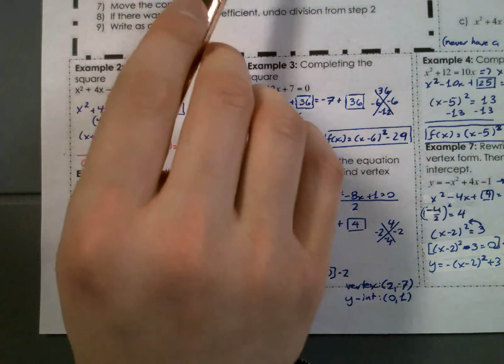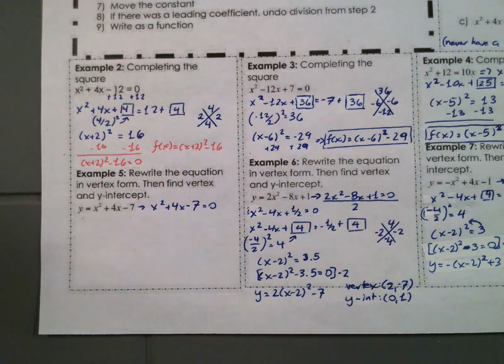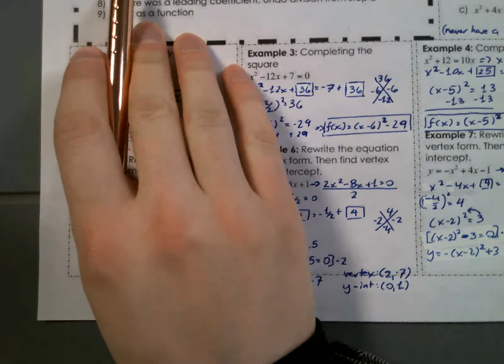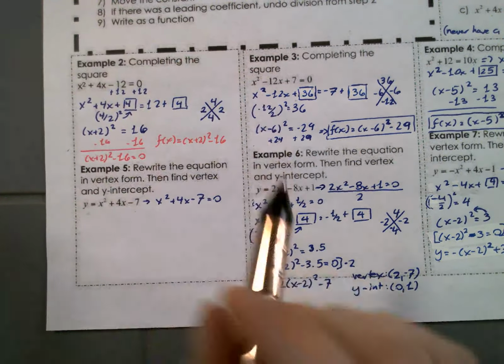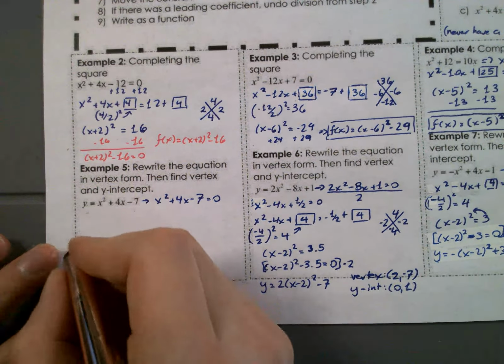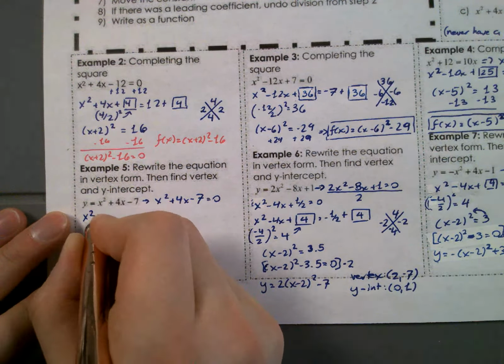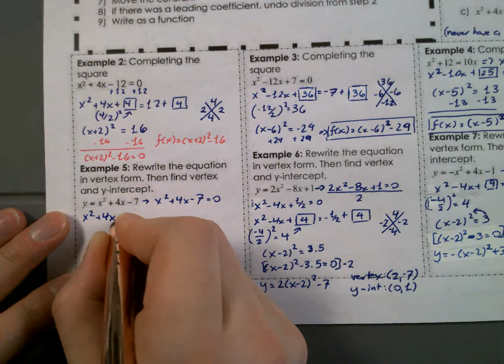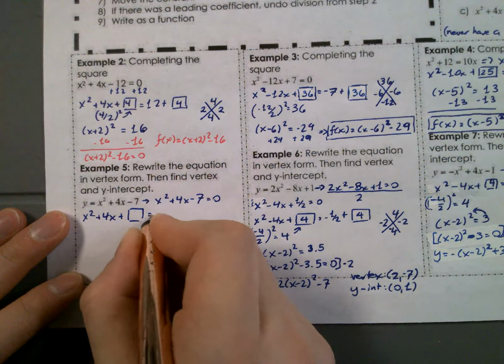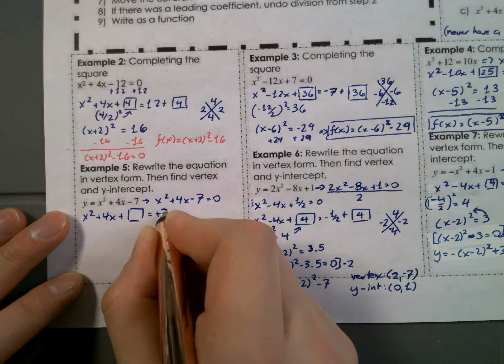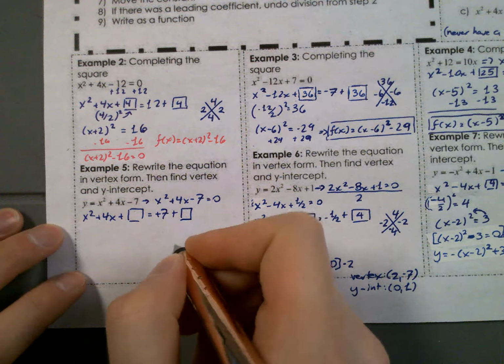If leading coefficient is greater than 1, divide everything. That means, is it greater than 1? Nope, it's not. So we don't need to do anything. Number 3, what's the next step? Isolate the constant. Yep. So we'll do x^2 + 4x + box = 7 + another box.